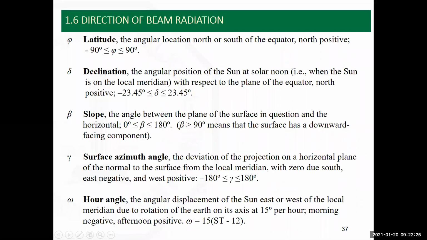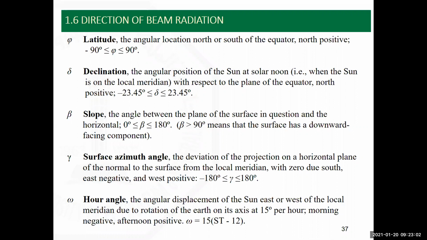Here are the angles. The value of phi, which is the latitude, starts from north and south of the equator. North is positive, south is negative. So minus 90 is the south pole, plus 90 is the north pole, and then anywhere in between. The declination, we talked about the declination already, changes from minus 23.45 in winter to 23.45 in summer, and the value of delta changes day to day. So the value of delta is going to be a function of which day of the year, isn't it?